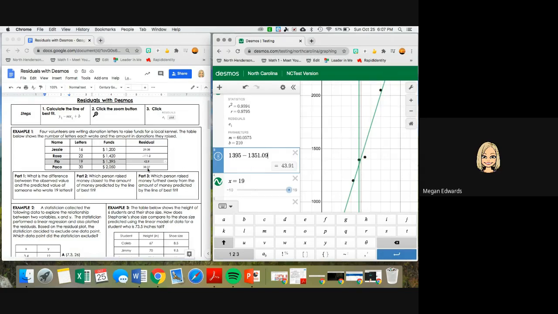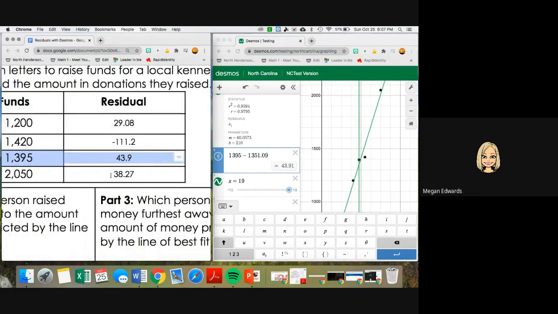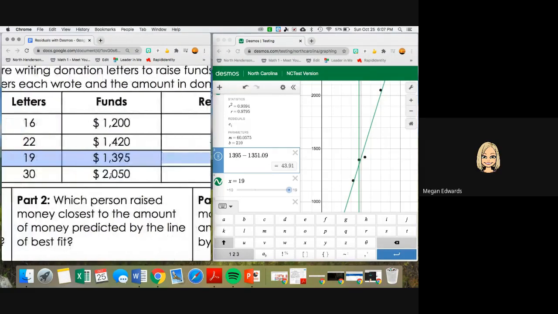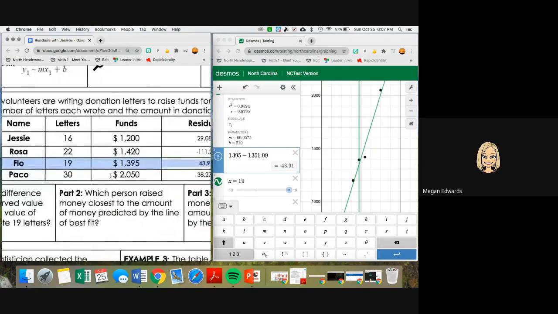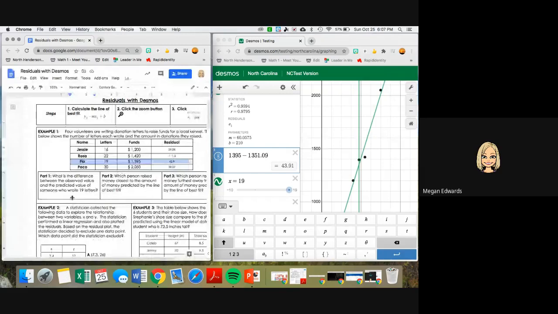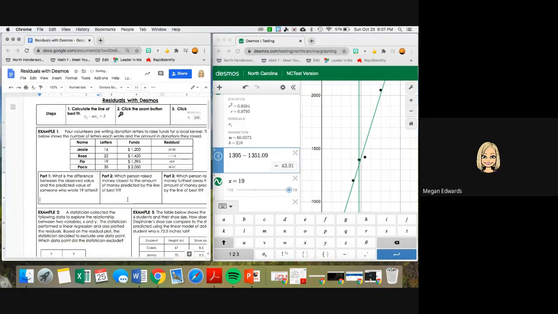But guys, if you notice, 43.9 is exactly what we had for our residual for 19. Okay, so that's telling us that our residual is just the difference between our observed value and our predicted value. So the difference here would have been 43.9.